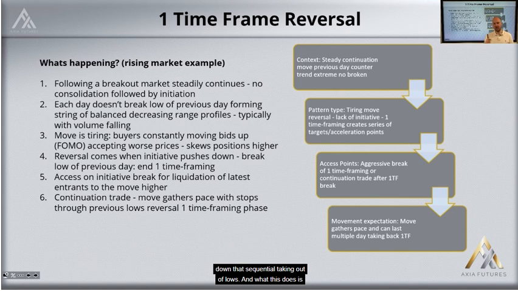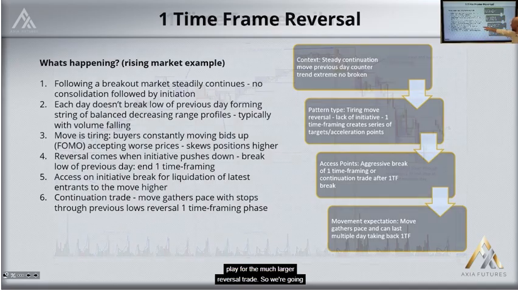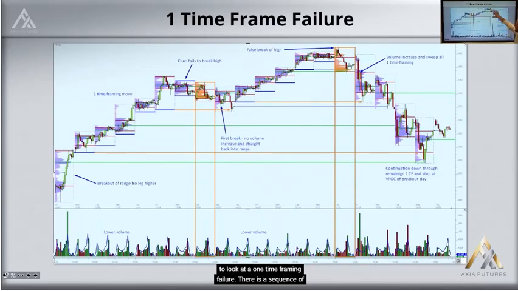And what this does is it creates a move that should accelerate as it drops. So the move will get faster and faster and faster as it goes. It may start off steady, but it's then going to accelerate. Unlike, say, a Christmas tree that creeps, this is a move that initially might give you a quick liquidation and stall, and then as the move keeps going, is then going to accelerate. So that's what you're after here. You're after a move that's going to gather pace. You can almost sort of get in, take the first bit, and then go and play for the much larger reversal trade. So we're going to look at a one time framing failure.